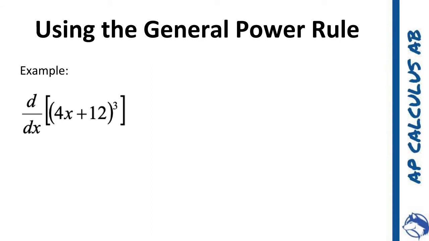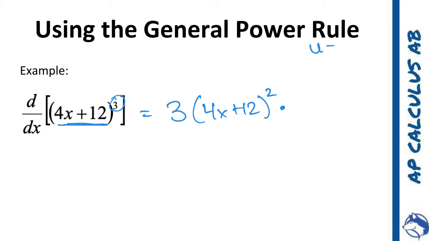So if I use the general power rule here of this one, see I've got a polynomial on the inside and then I've got it raised to a power. So I can automatically just say that that 3 goes down in front. I've got 4x plus 12 in here, and I know this is raised to the second power. And the only thing I have to do now is multiply by the derivative of that 4x plus 12.